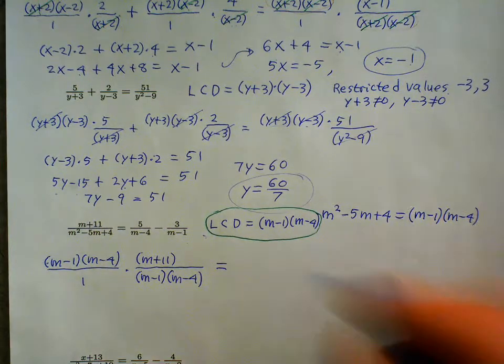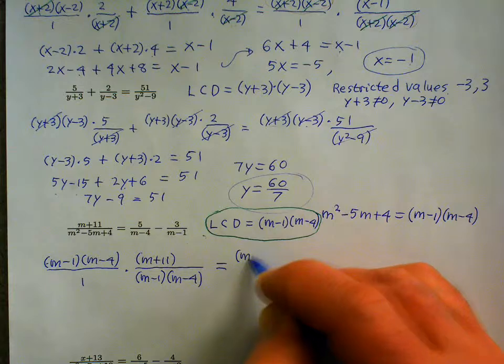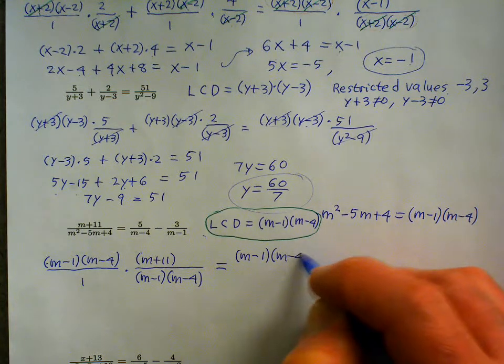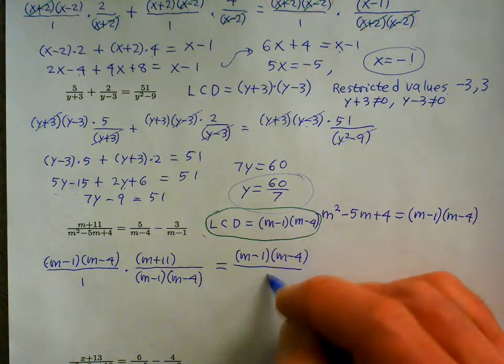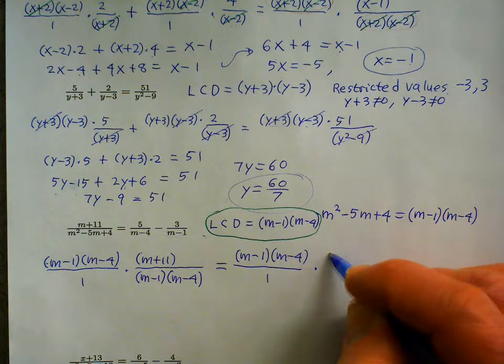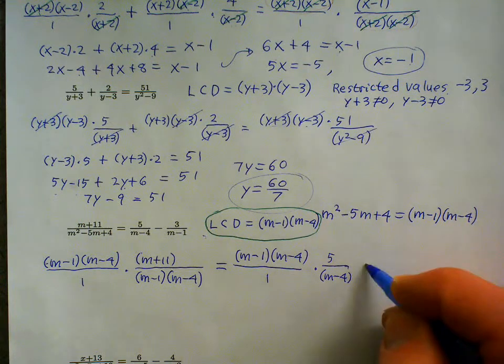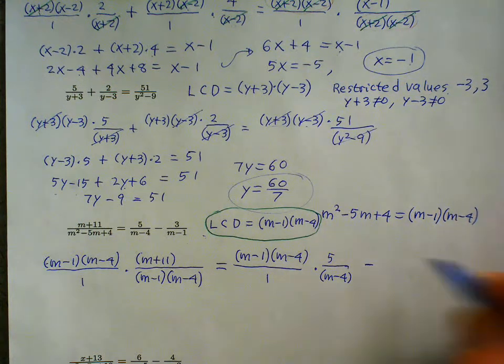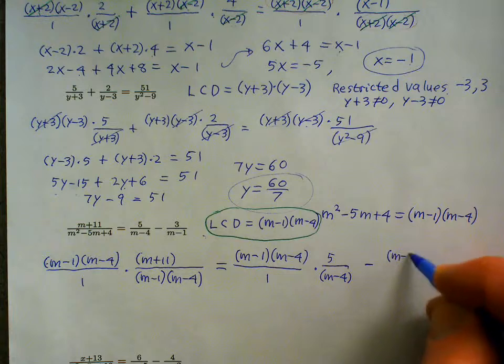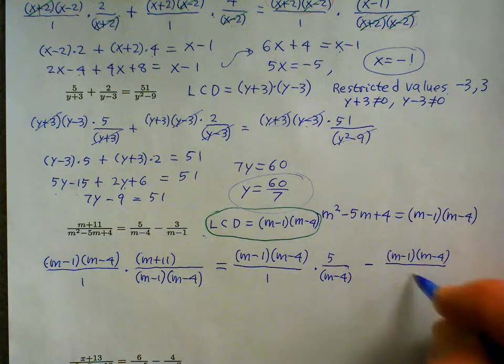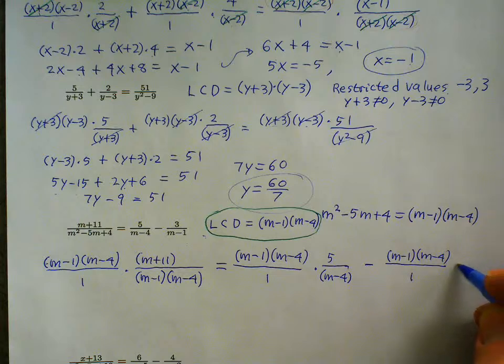And on the right-hand side, (M minus 1)(M minus 4) over 1 times 5 over M minus 4. And then minus (M minus 1)(M minus 4) over 1 times 3 over M minus 1.